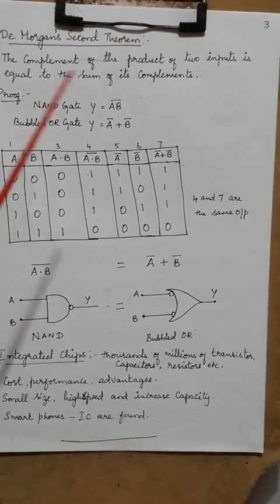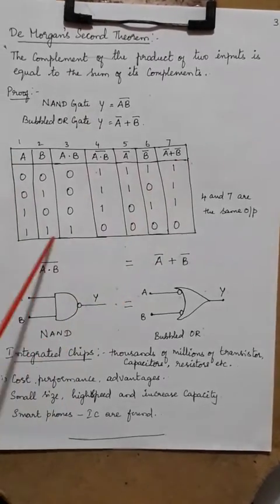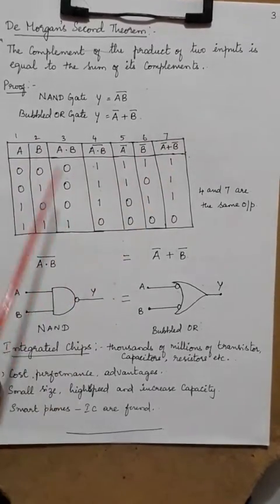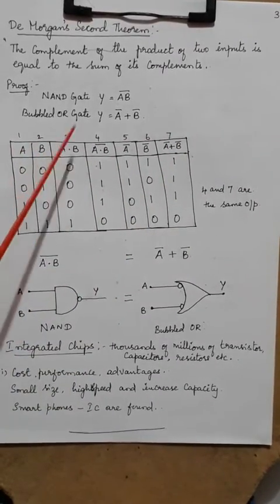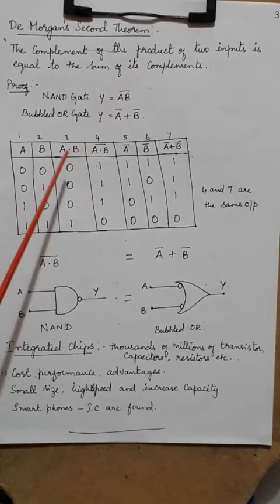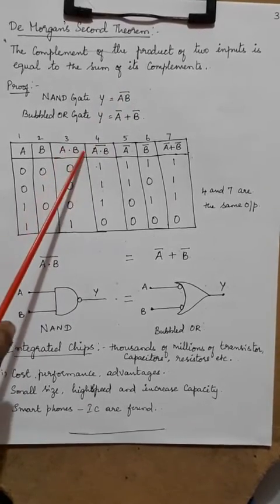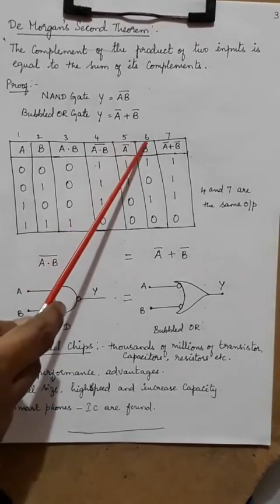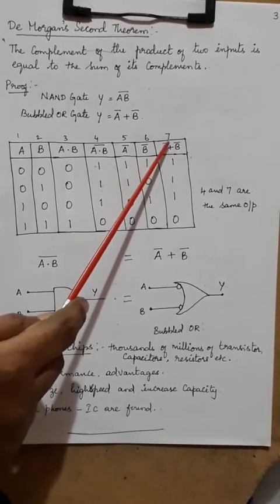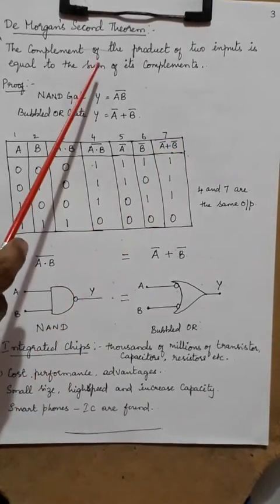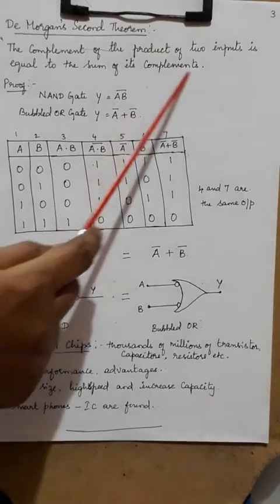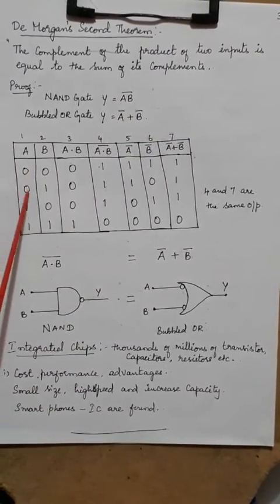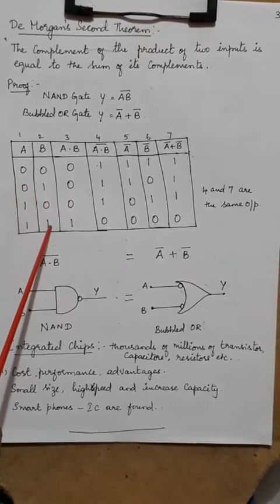So again, to prove it, we need to draw a truth table having A, B. I have written some columns there so that you can easily understand. A, B, then after that I want the result of A dot B the complement. So A dot B, then A dot B the complement. After that is A complement, B complement, then A complement plus B complement. That is why it is written as the sum of its individual complements. Now again the possibilities of inputs are 0, 0, 0, 1, 1, 0, 1, 1.